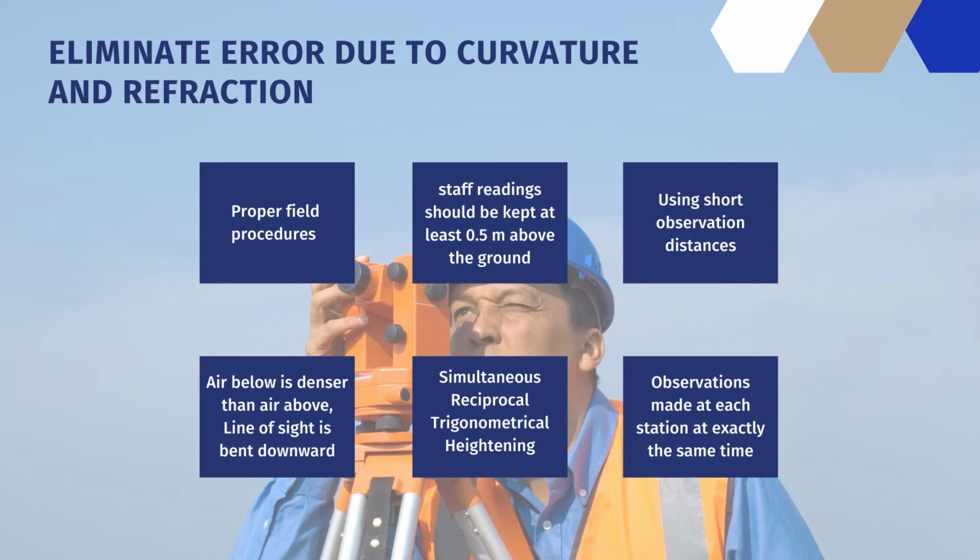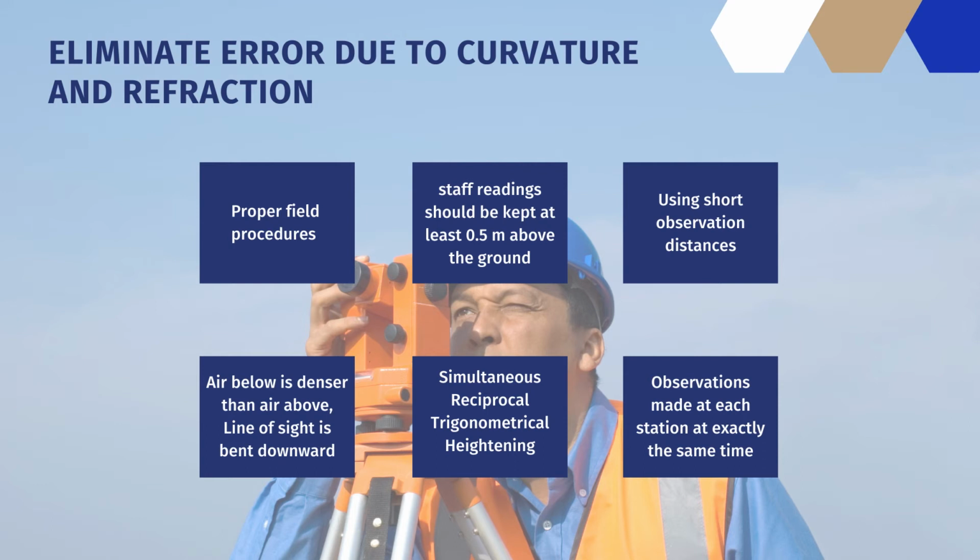So here are the ways on how to eliminate error due to curvature and refraction. First, proper field procedures. Taking shorter shots and balancing shots can practically reduce errors. Next, the staff reading should be kept at least 0.5 meters above the ground. Then, use short observation distances like 25 meters, equalized for a backsight and foresight.